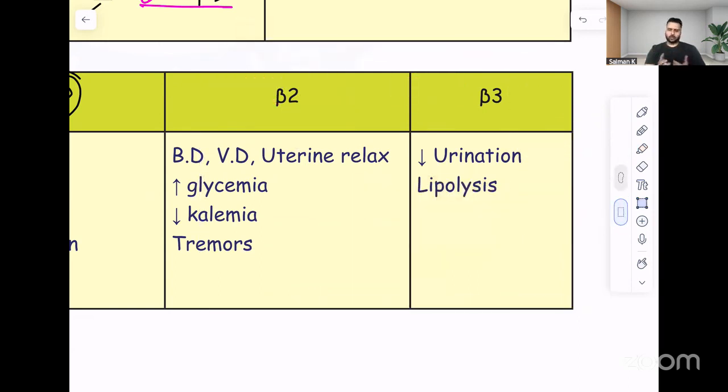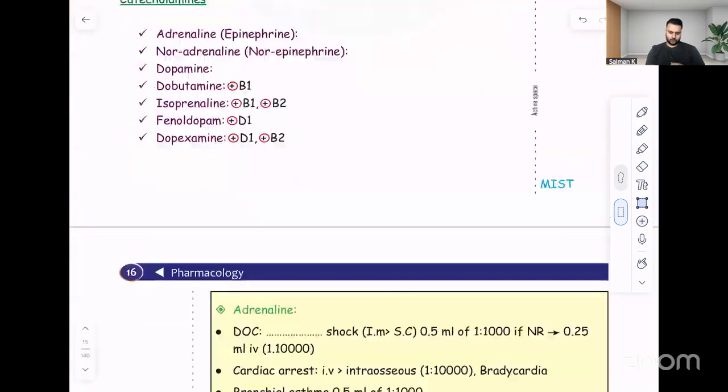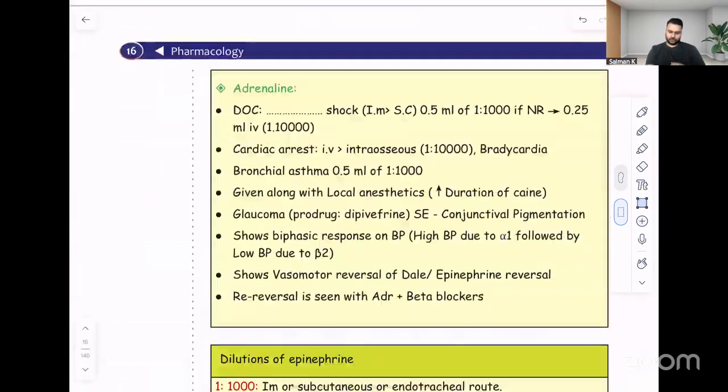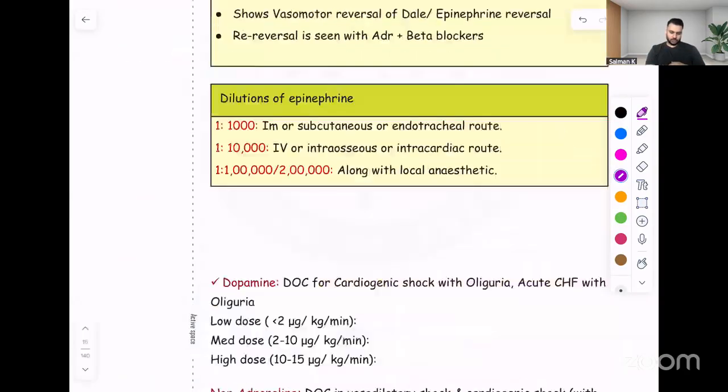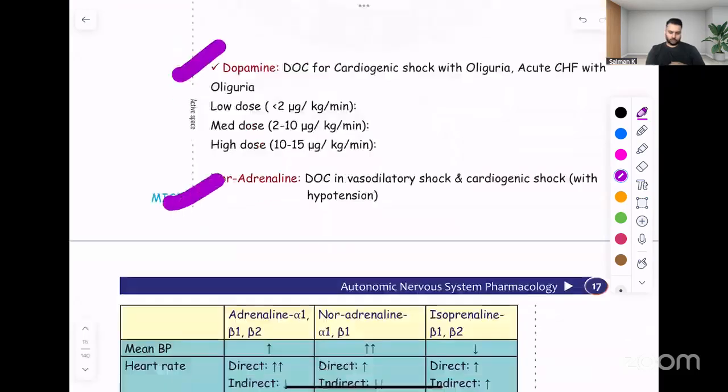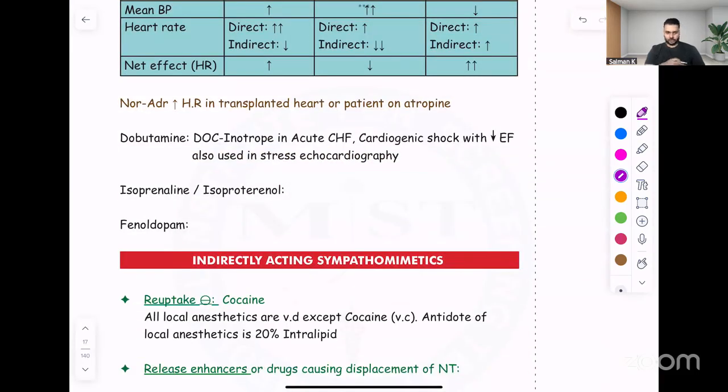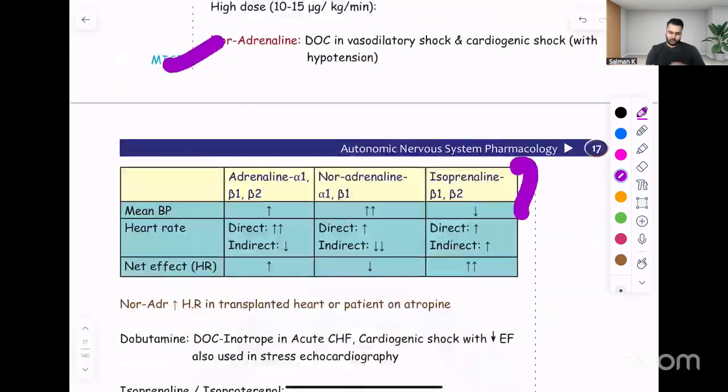So more or less, I've discussed these drugs right here. So in this topic, catecholamines, make sure you know this: adrenaline, noradrenaline, dopamine, etc. Okay, all these guys you should know. Now regarding this table, watch the last 25 important question series.